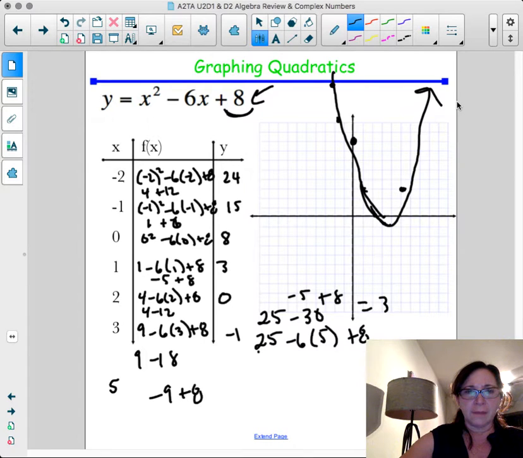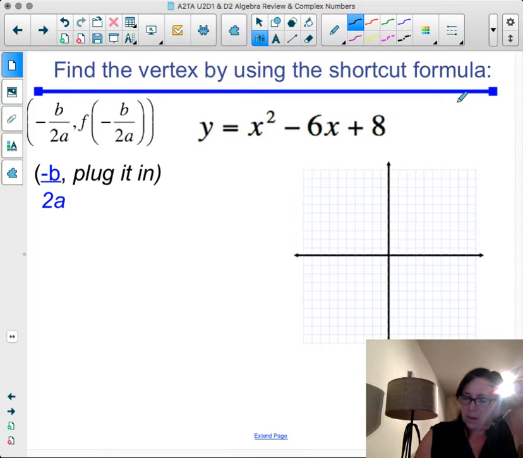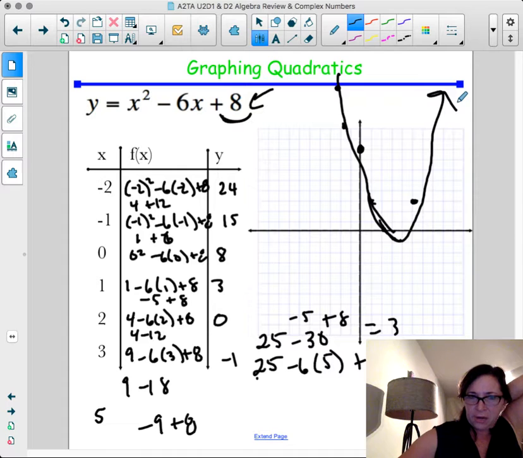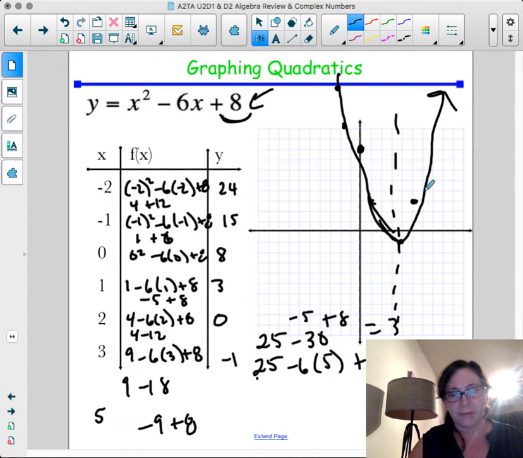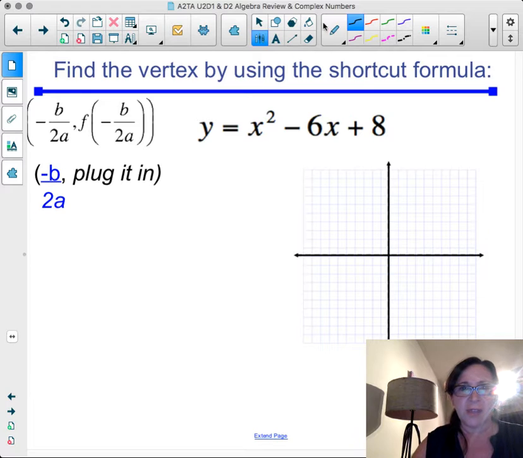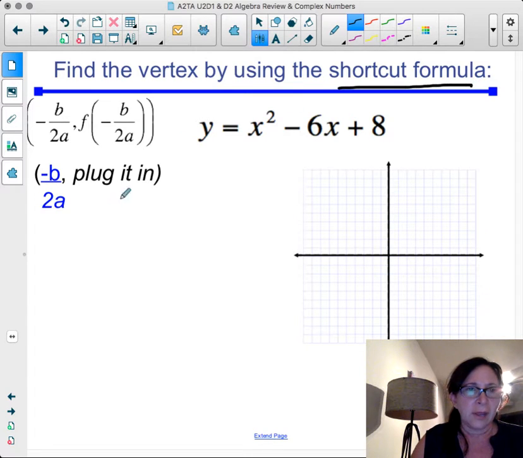Okay. All right. So as you notice in this problem right here, the vertex does look like it is at (3, -1). However, just to be sure, is that the place where this line, which is called the axis of symmetry, cuts the graph in half? There's another way to be a little bit more accurate to find the vertex, and we call this the shortcut. It's -b over 2a, and then we plug it in.